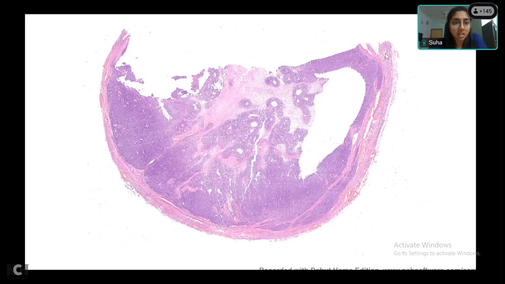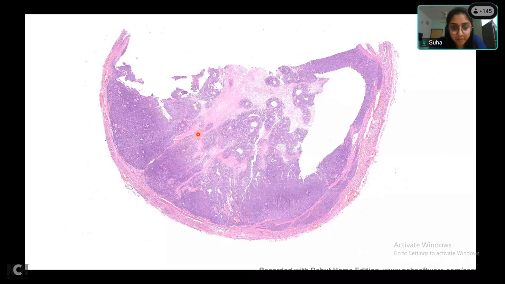Okay, go ahead. Ma'am, at this power, we can see it's a encapsulated lesion with high cellularity. At this power, we can make out only this much. Going to the higher power. Do you want to say something about this? We can see the capsule, ma'am, and the capsule is invaded. Excellent.